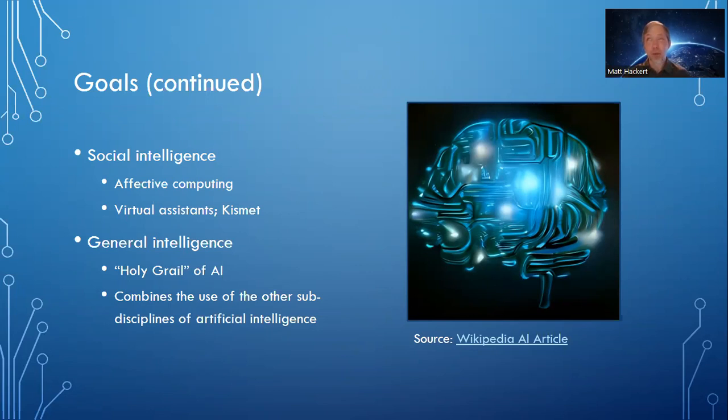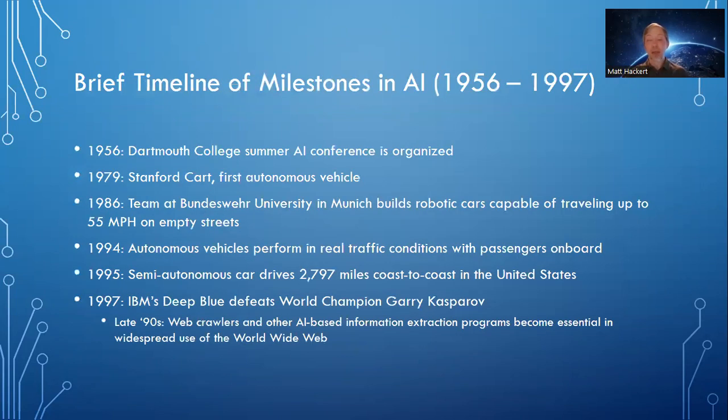All of the individual branches have certainly made a lot of progress, but to combine all of those pieces together, there's still a lot of work to be done. So next, we'll actually talk about the timeline of artificial intelligence.